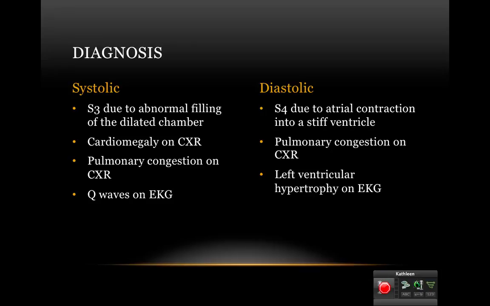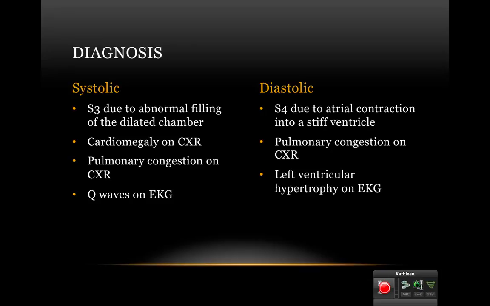Chest x-ray is really important. You're going to see an enlarged heart. You also could see pulmonary congestion on chest x-ray. Oftentimes there'll be Q waves on an EKG telling us this person has had an old MI.